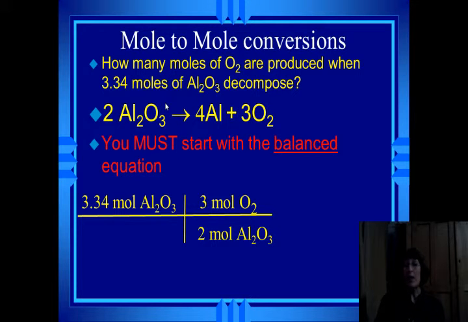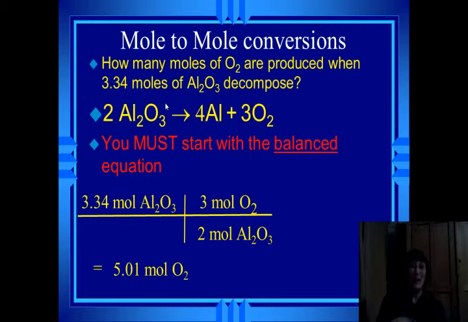So right now, look at what cancels out. We have moles of aluminum oxide on top, we have moles of aluminum oxide on bottom, and hallelujah, they cancel out. So you've got 3.34 times 3 divided by 2. And that gives us 5.01 moles of oxygen. So how many moles of oxygen are produced when 3.34 moles of aluminum oxide decompose? Well, that would be 5.01 moles.